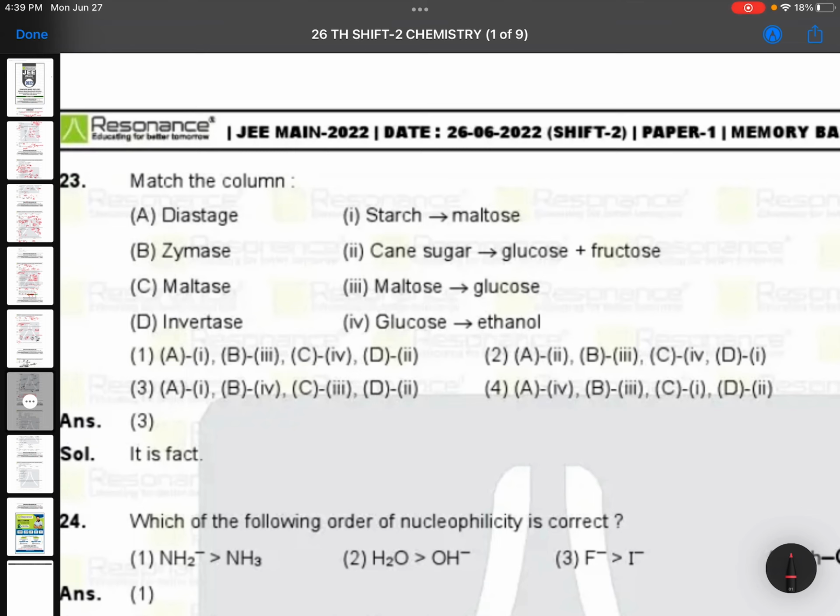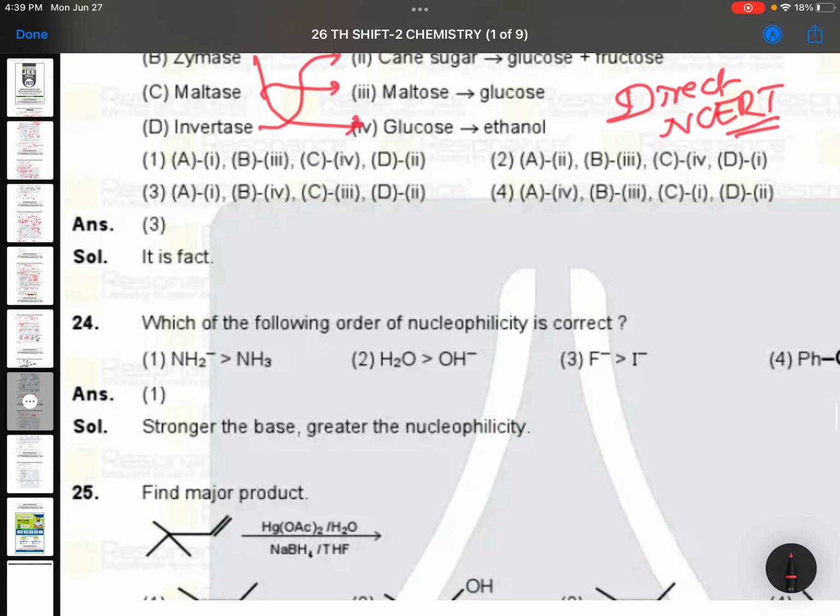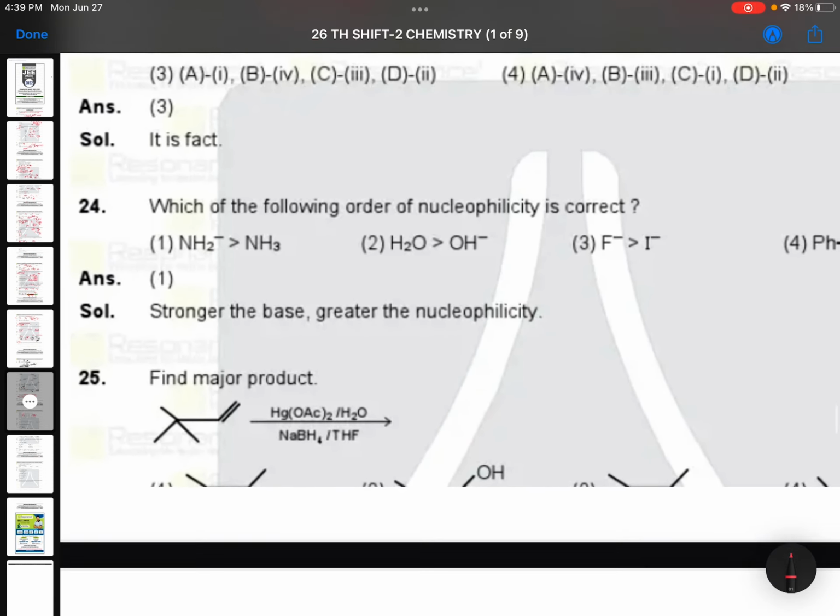Match the following. Again very easy. Diastase, maltose to glucose; zymase, glucose to ethanol. Okay, now this one. Maltase's job is to convert maltose to glucose. Diastase and invertase. Direct question, NCERT, surface chemistry. Don't miss any single line. This question was there in yesterday's paper also. Okay, now in the same JEE you got this question. And pepsin, those are also given. So don't miss this one.